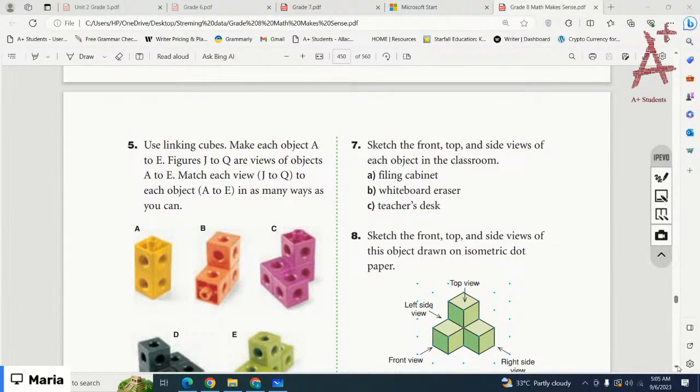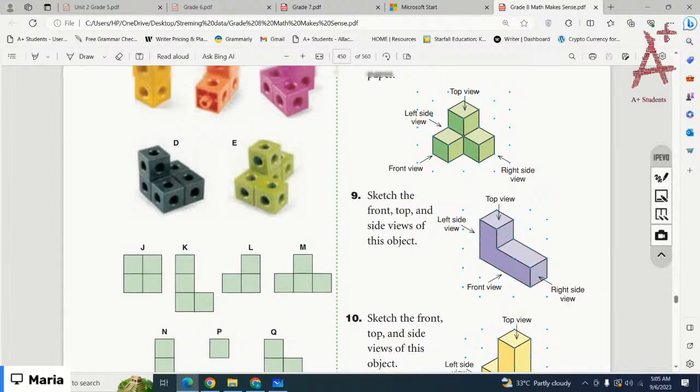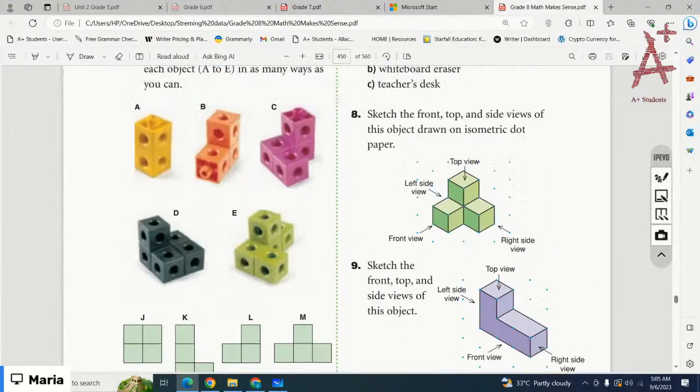So A is going to match with N and P, right? P is the top view of A, and N is the front side and opposite sides of B, right? The next one is B.